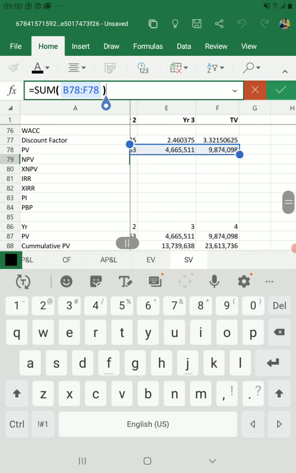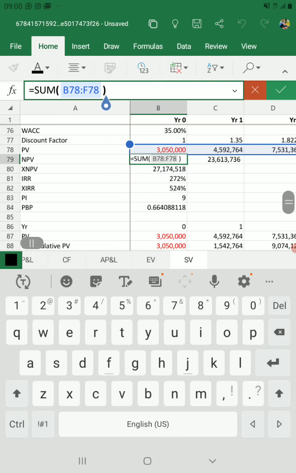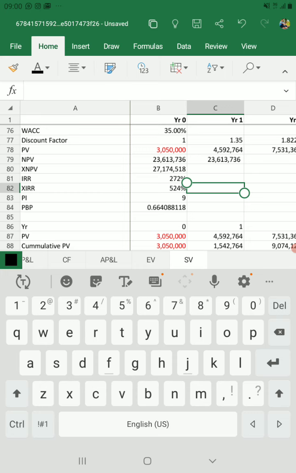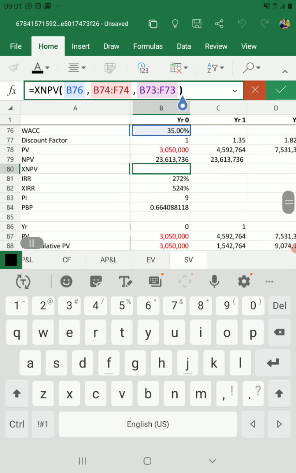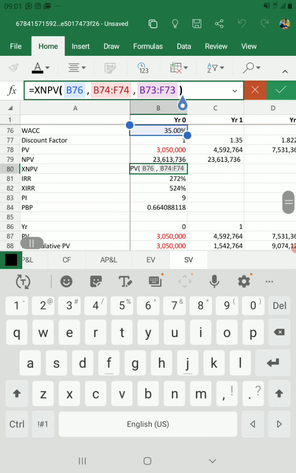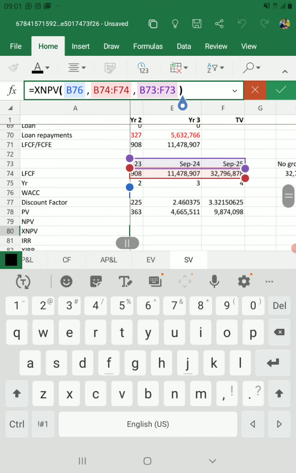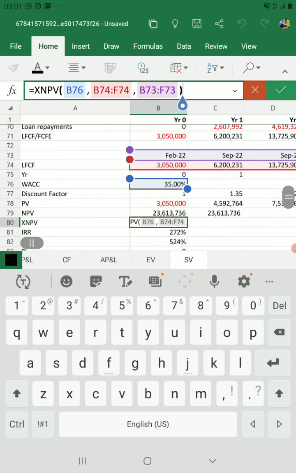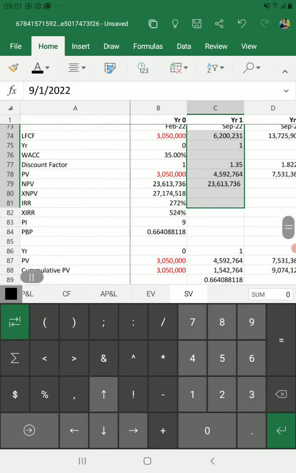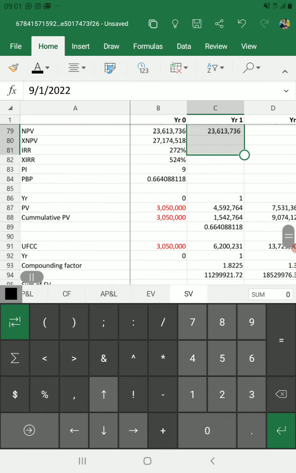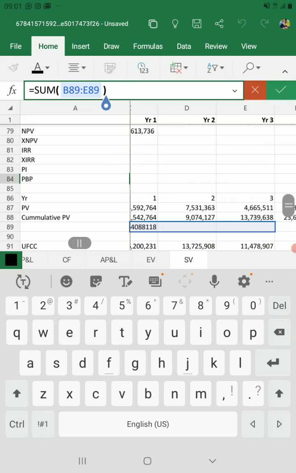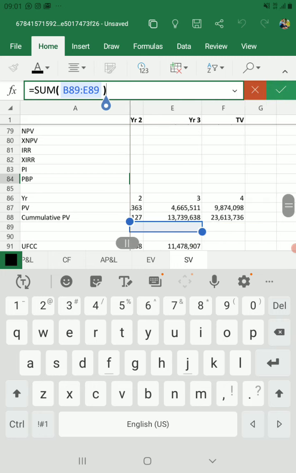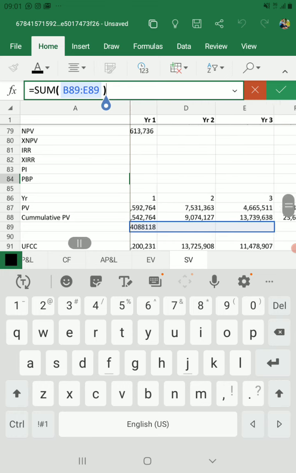NPV. It has also taken the terminal value, okay, and for all these I've already taken into consideration the XNPV. Yeah, it has already taken terminal value. So all these parameters have already taken terminal value into consideration, except for, okay, even the payback period also. Payback period, it has not taken terminal value in the formula.